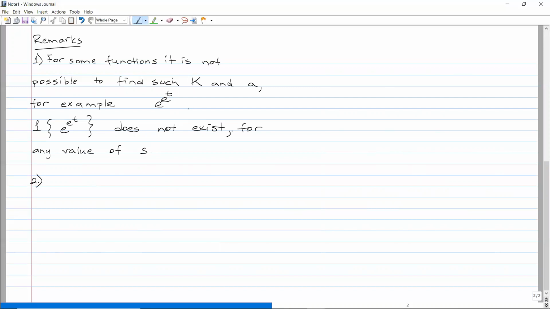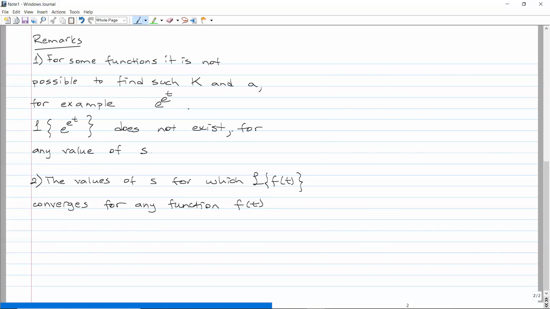Again, when you consider the proof, the comparison theorem, the values of s for which the integral converges, for which a Laplace transform exists or converges, for any function, is of the form either s greater than a, or the empty set, or all of R.